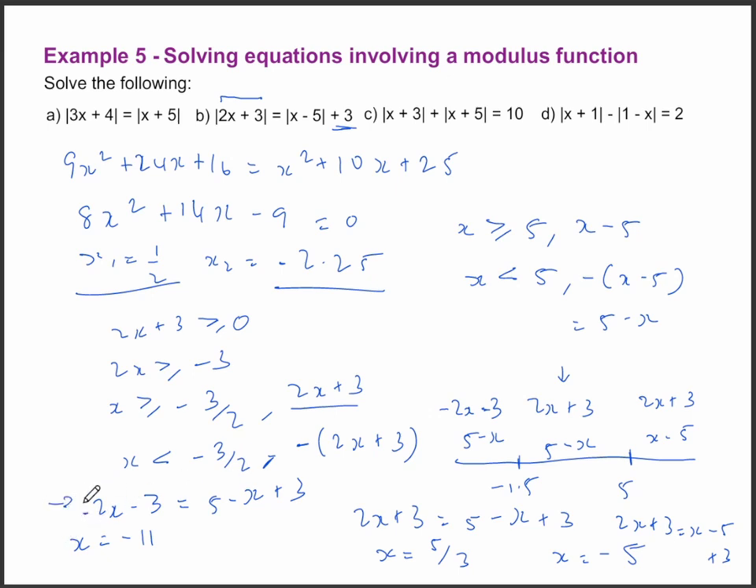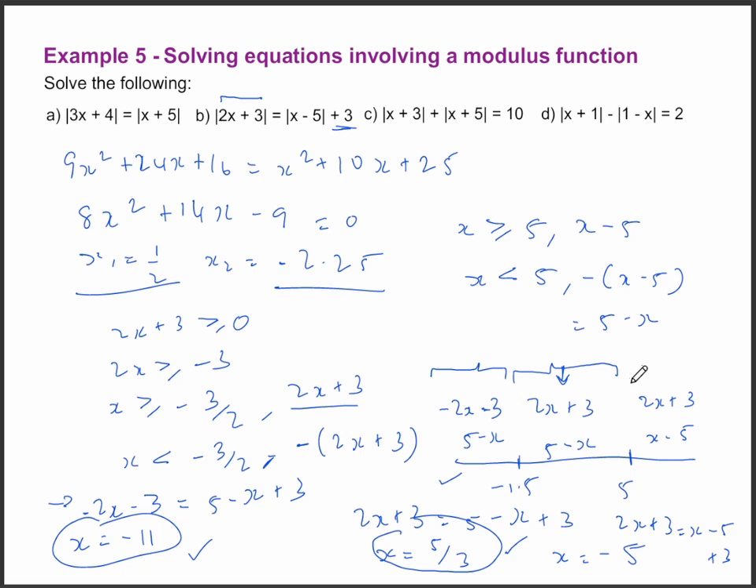Remember the first one we got for this interval right here. And does this -11 lie in that interval? Yes, it's less than -1.5. Then in the second one, which we looked at the second interval from -1.5 to 5, and we got this as our answer, then we check, does x equals 5/3 lie within this interval? We get a yes as well.